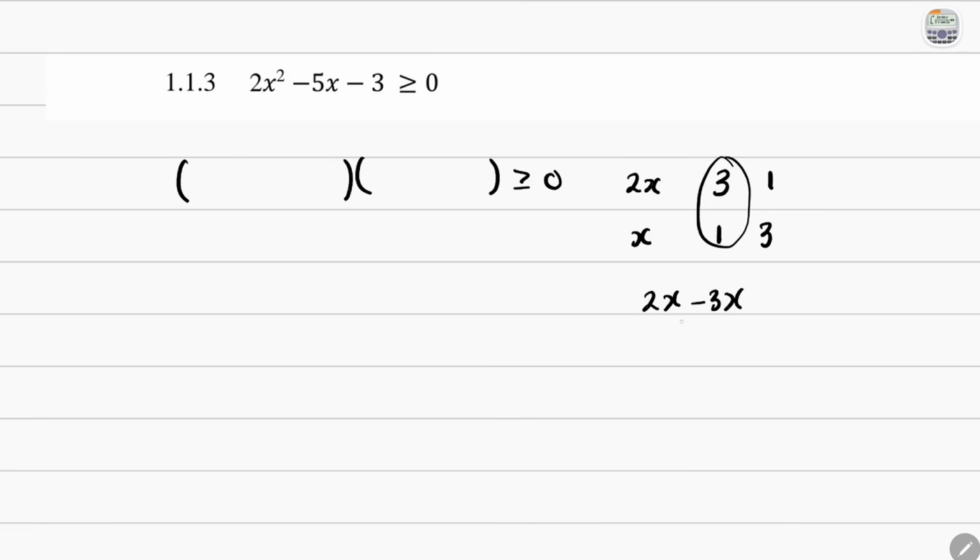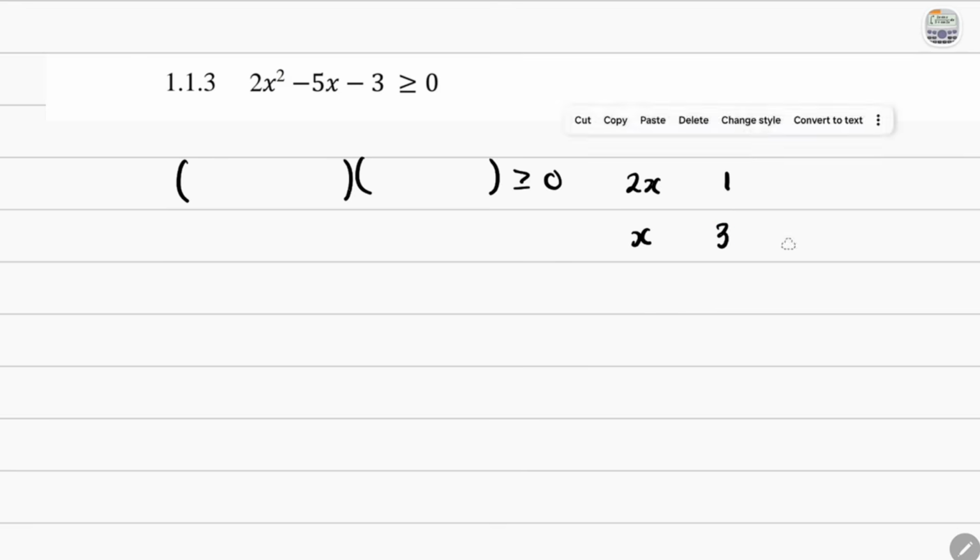Now, looking at this, you can see that if one of them is negative, they will never give you -5x. So now instead of trying it as 3 and 1, we're going to try it as 1 and 3. If you cross multiply, we get 6x, and then x times 1, we get x. Now, this can definitely give us a 5x if 1 is negative, but we need to ensure that it's a negative 5x in the middle.